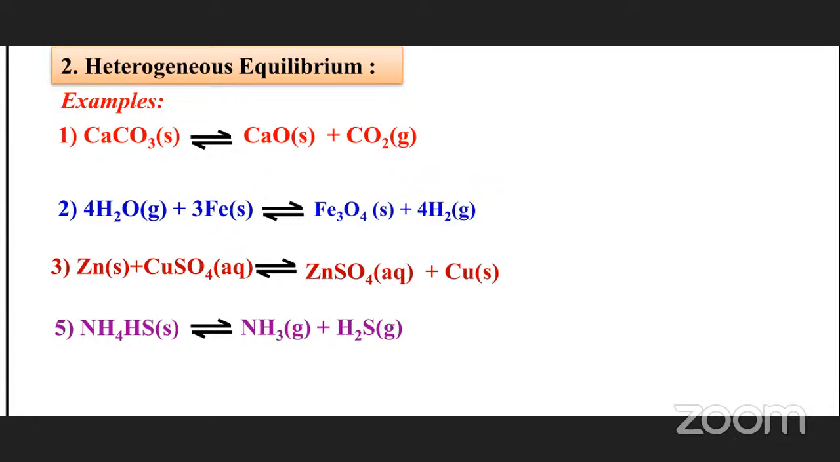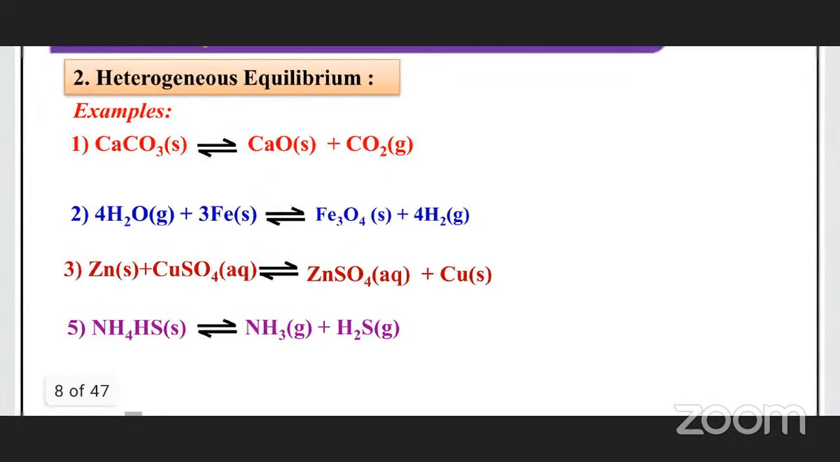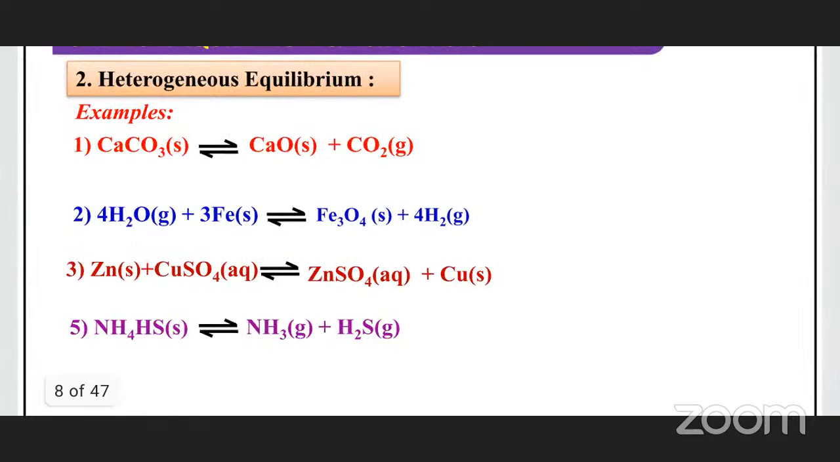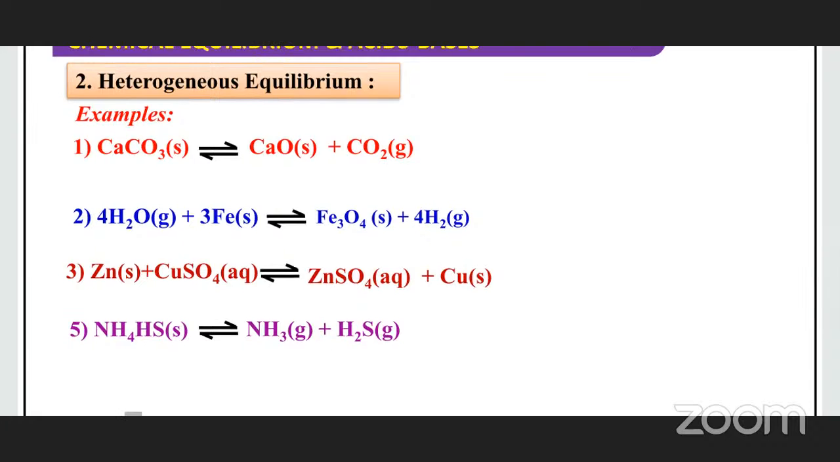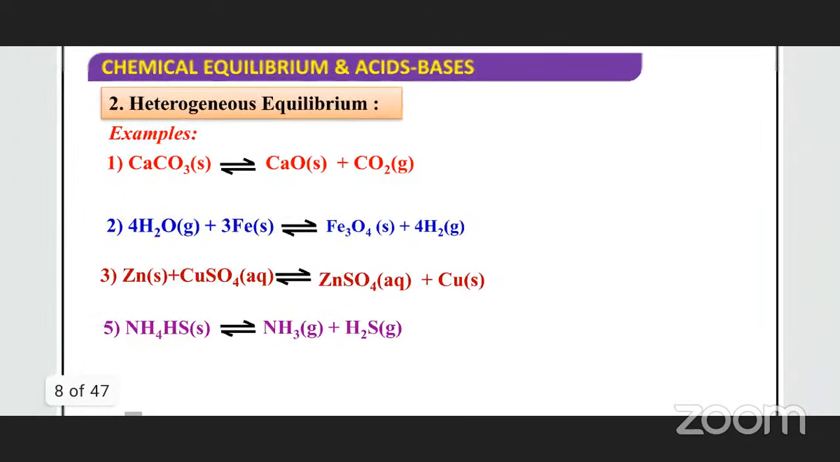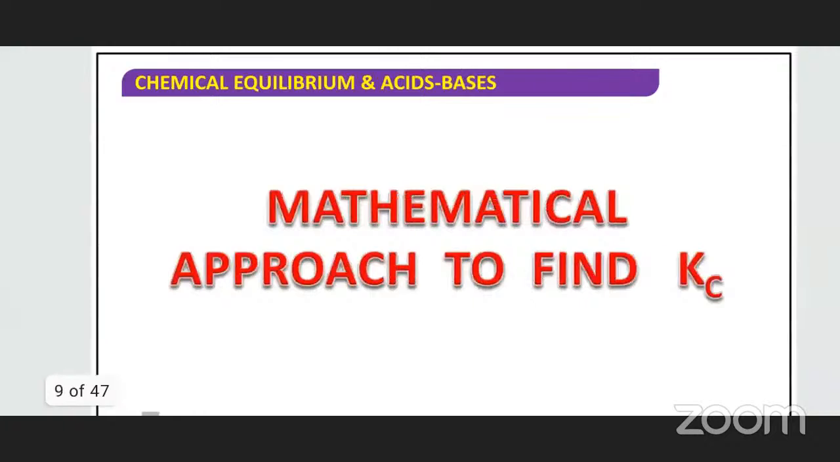Zn plus CuSO4 gives rise to ZnSO4 plus Cu. Here reactant and product are in different physical states. Next example: NH4HS gives rise to NH3 plus H2S. NH4HS is solid, NH3 is gas, and H2S is also gas. Here reactant and product are in different physical states. This equilibrium is called heterogeneous equilibrium.